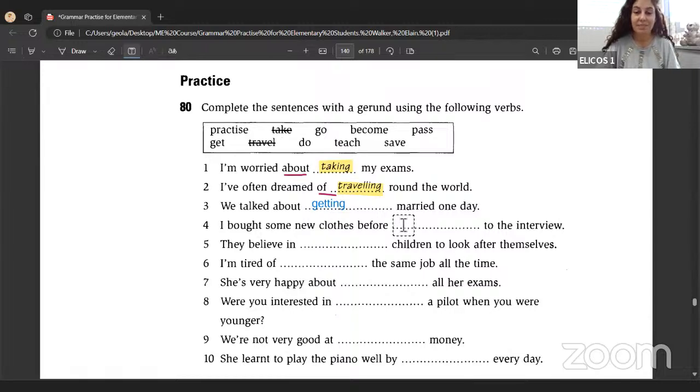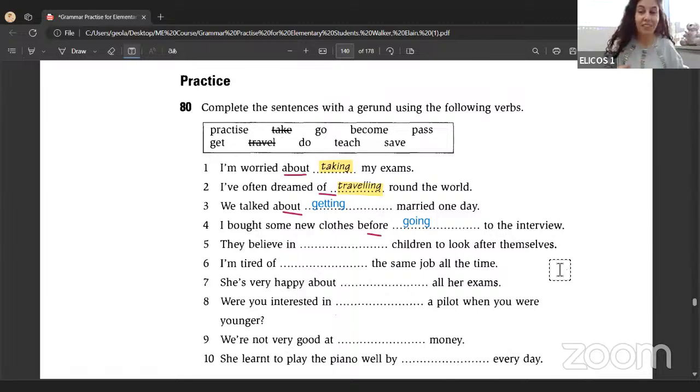Number 4. I bought some new clothes before. So remember we looked at this word. Passing. Yeah. Before the interview. Before passing the interview. Before doing. I bought some new clothes before maybe going to the interview is a better action. Yeah, so you did this action, especially look at the word before.